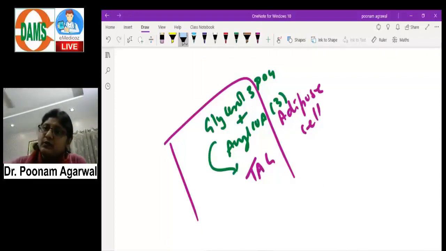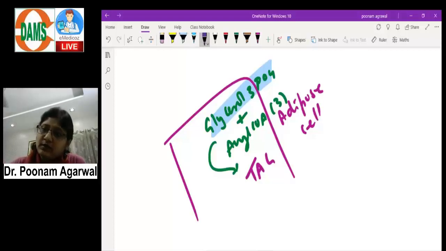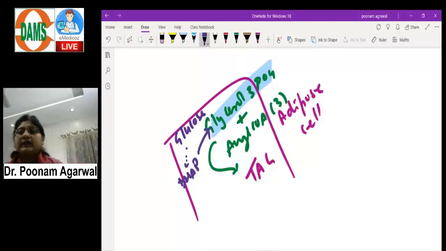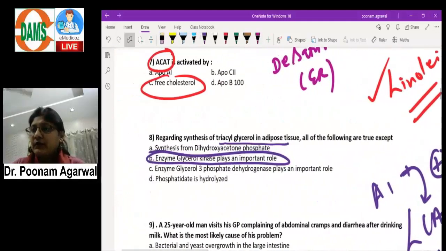The major question is, what is the source of glycerol 3-phosphate in adipose cell? The answer is glycolysis, where the glucose is broken down into various intermediates, and once DHAP is formed, that is directly converted to glycerol 3-phosphate by one enzyme called glycerol 3-phosphate dehydrogenase. So we understand that this enzyme is important to convert the DHAP to glycerol 3-phosphate. This statement is totally right, that synthesis requires DHAP from glucose, and glycerol 3-phosphate dehydrogenase plays an important role.